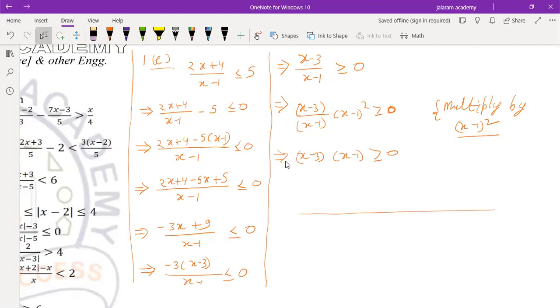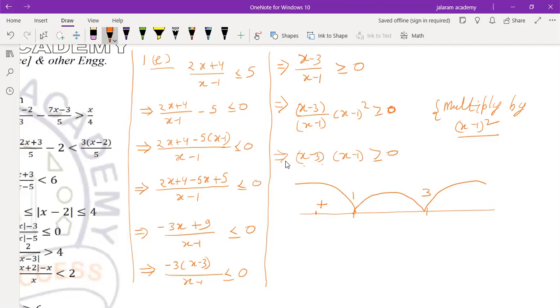Now mark them on a number line, 1 and 3. And check whether it is positive or negative in the given interval. So first is 1, and take a number less than 1. It is 0. Check for 0. 0 minus 3 is minus 3, 0 minus 1 is minus 1. Minus 3 into minus 1 is positive. Is that clear to you? Understood, everyone?